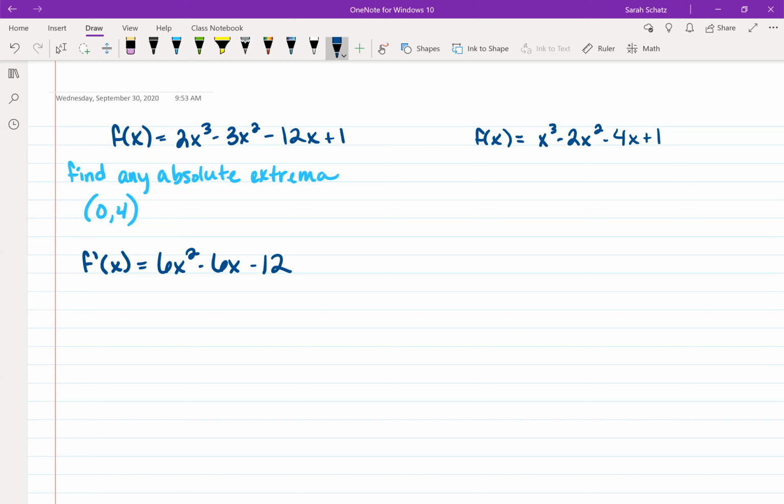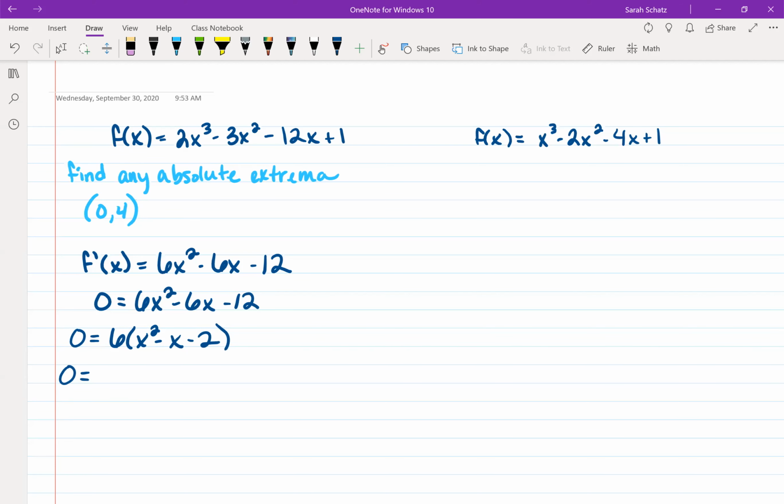I know where to go from here if I'm looking for critical points. I set it equal to 0. Now look at all these 6's and factors of 6. Let's take a 6 out of everything before I do the rest of the factoring. Makes it a lot easier to factor, remember, if you can take a number out of everything.